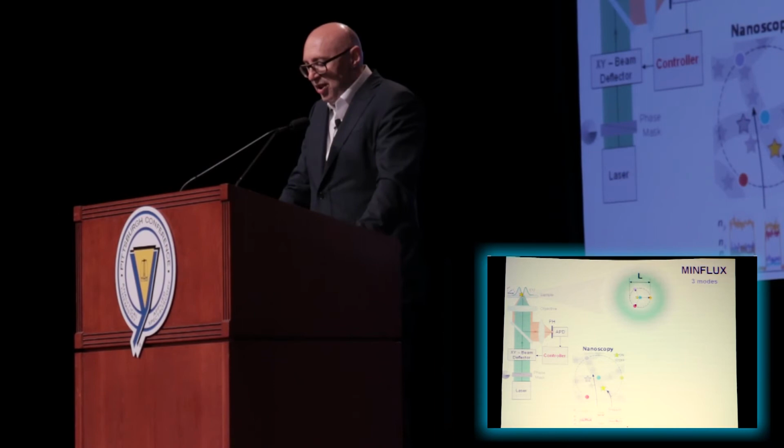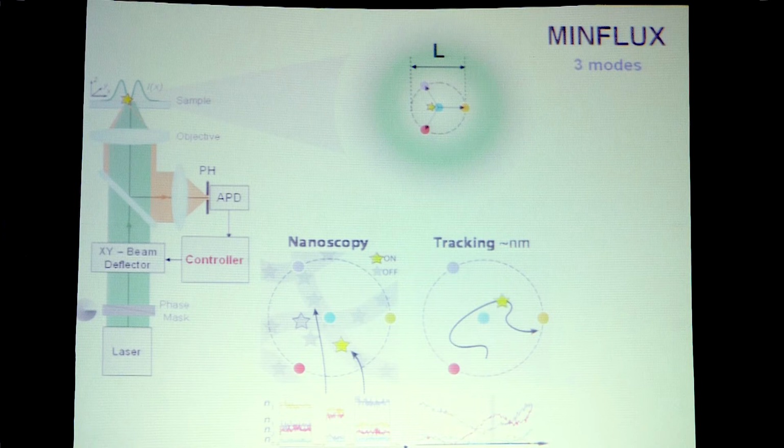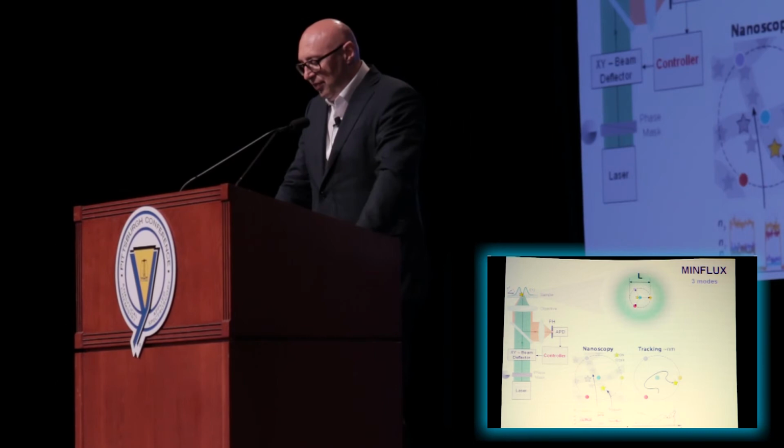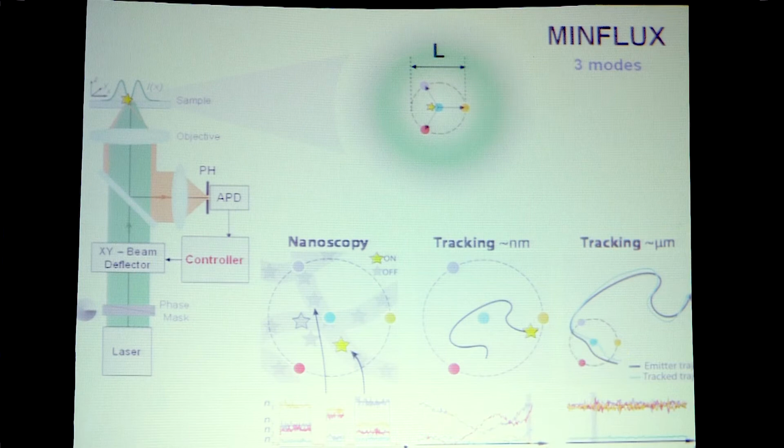Or you can track, again, if a molecule moves around in the focal region. So those blue, violet, red, and yellow points show the measurement points where we place our donuts. So we place the donuts in quick succession at these points, the donut zero, and then from these, say, 4 measurements, we instantly can infer the position of the molecule. Then, of course, you can have a tracking like this, where you move those measurement points along with the molecule.